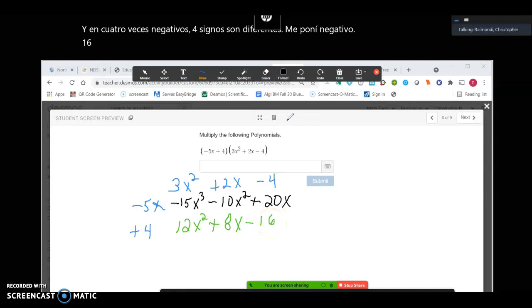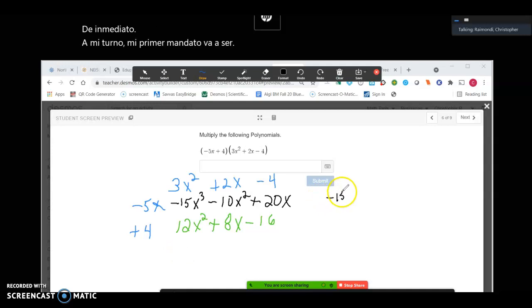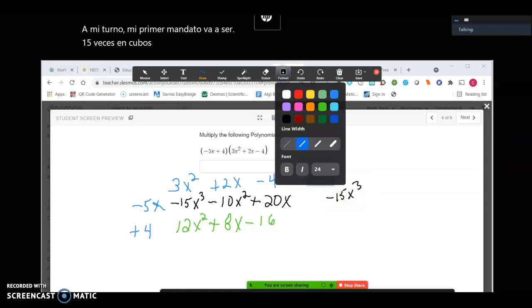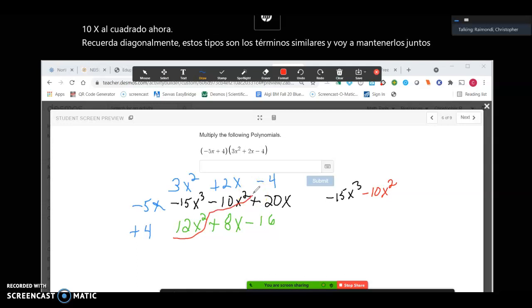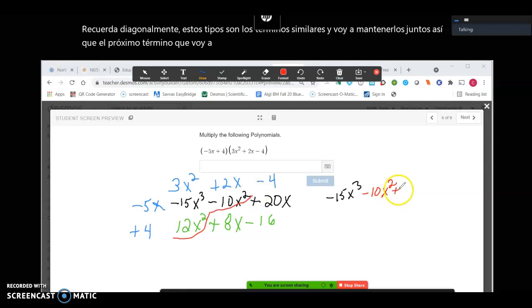Okay, so I'm going to write out my terms. My first term is going to be negative 15x cubed. My second term is going to be minus 10x squared. Now, remember diagonally, these guys are the like terms, and I'm going to keep them together. So the next term I'm going to write is going to be 12x squared.